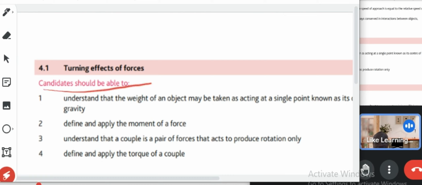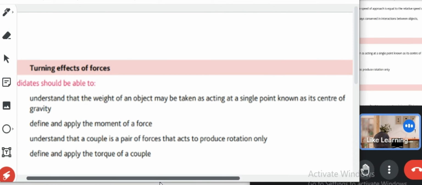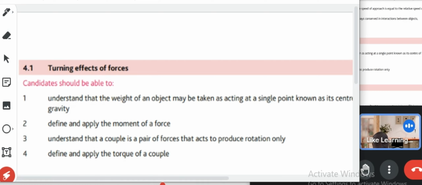Your objective is you need to understand the weight may be acting or may be taken as acting at a single point known as its center of gravity. Define the moment of a force. Understand the purpose is that it acts to produce rotation only, and apply the torque of a force.